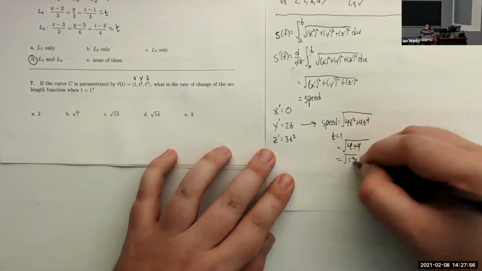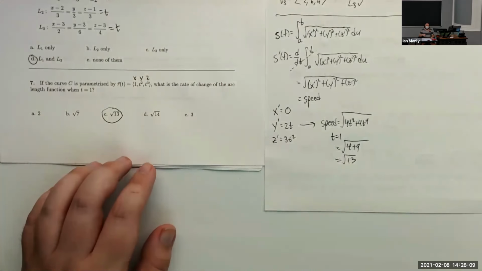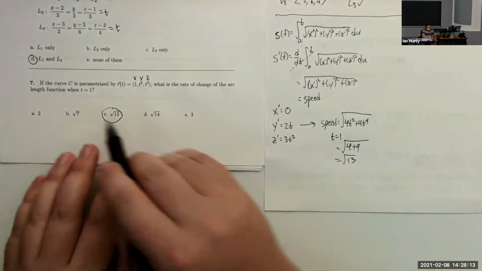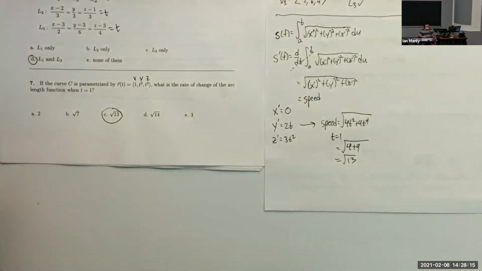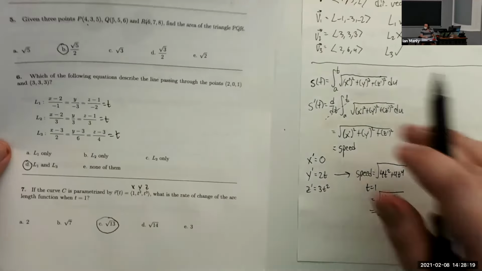I already know you would have tried to take the integral. Technically, you could take the integral, plug t into that, and then take the derivative of whatever you got. That is by far way longer than this, though. So yeah, it's definitely better to recognize this was the speed. All right, there we go. So we got square root of 13 for that one.